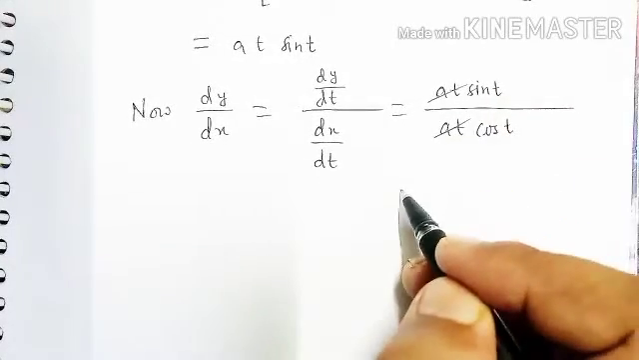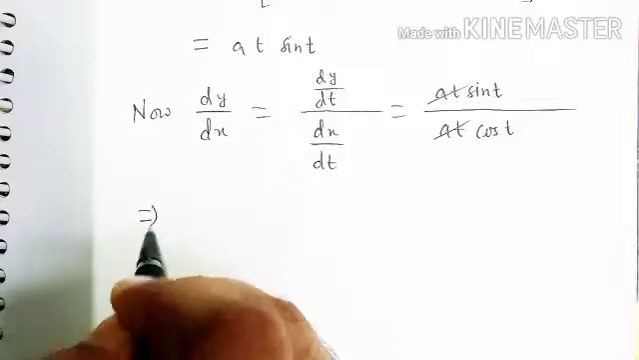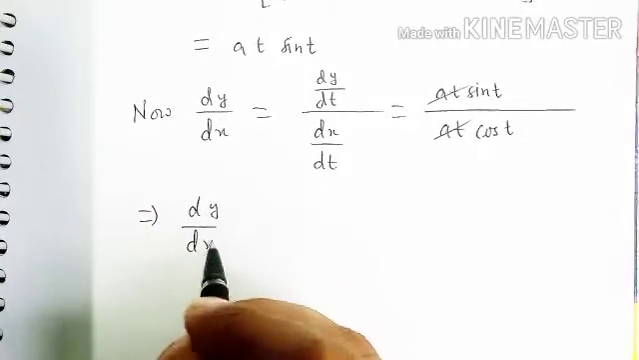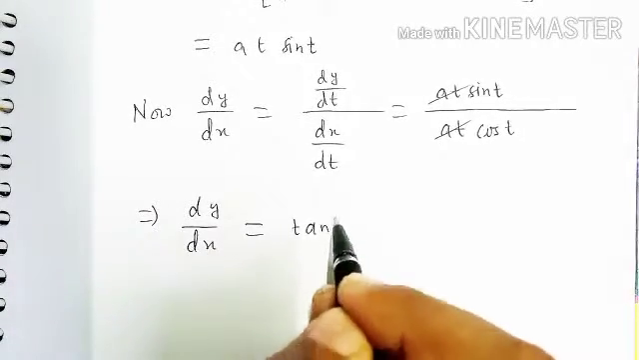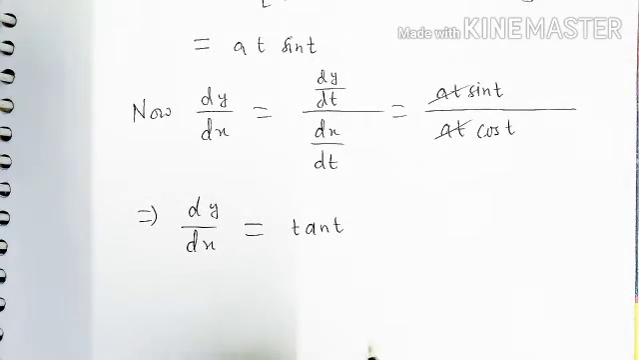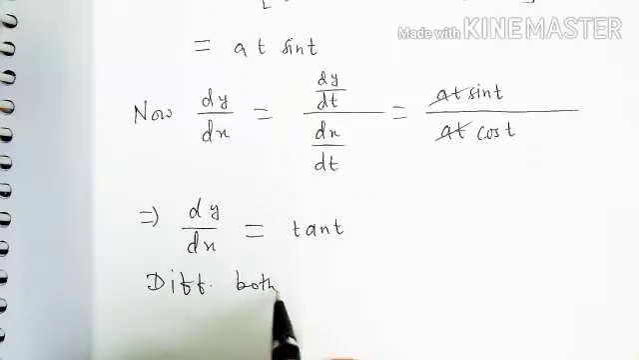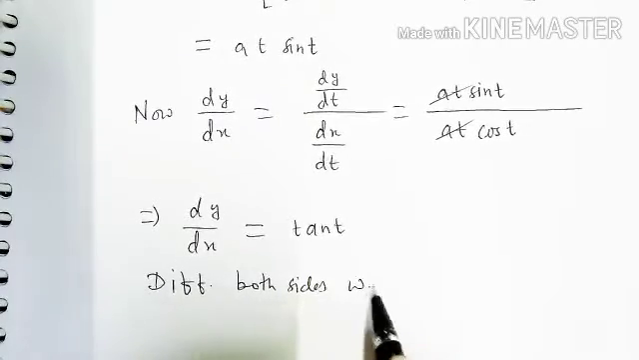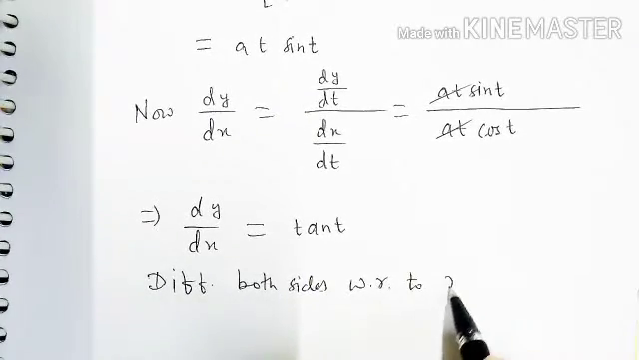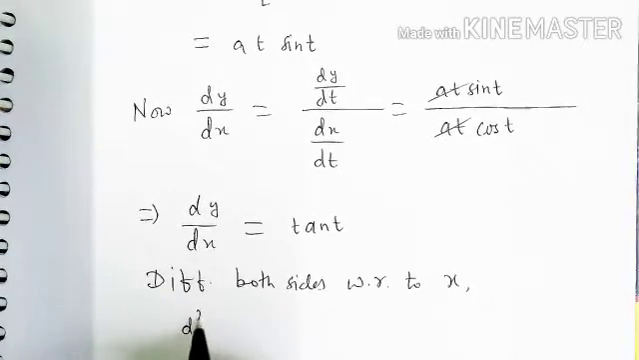So we have dy by dx equals tan t. Now differentiating both sides with respect to x to get d2y by dx square.